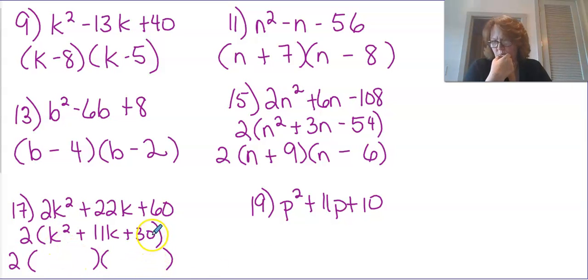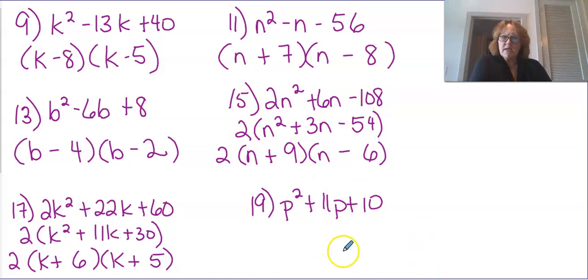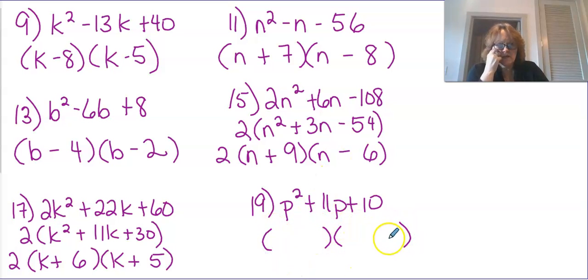So let's see. I need a factor pair for 30 that adds up to 11, because both of these are positive. So I'm going to have K plus something and K plus something, and that is going to be 6 and 5. Okay, number 19. Oh, okay. Well, this one doesn't have a factor that I need to pull out of everything, so I'm left with an A value of 1 anyway. So let's see. Oh, there's just 10 and 1 in it. So P plus 10, P plus 1.